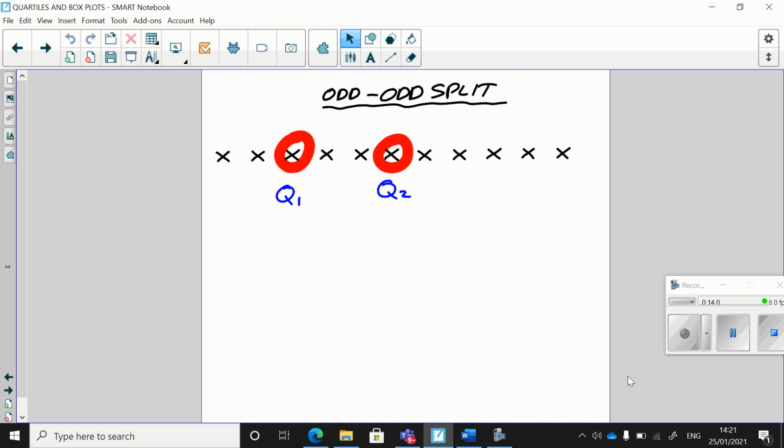Okay. On the left hand side, we get 5 numbers. Okay. 5 is odd. We're going to land bang on a number. That's Q1. On the right hand side, exactly the same with 5 little crosses there. So that means we're going to land bang on one of them. So in the odd split, we're hitting bang on 3 numbers here. Okay, I think we'll get one last scenario here.